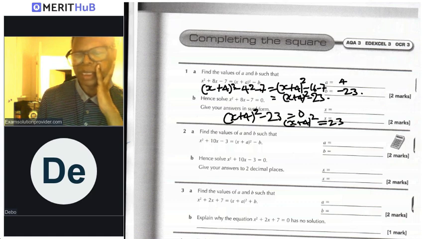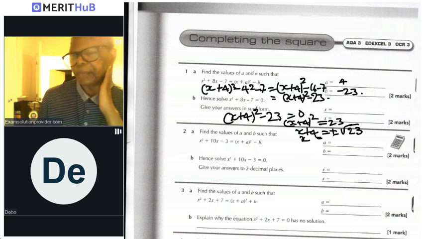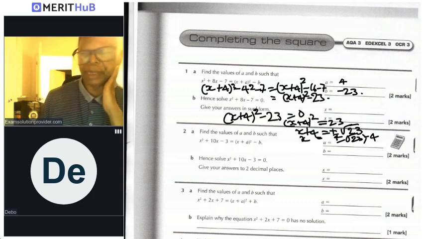And then we need to take a square root. Now you need to show that. We need to show that you have taken a square root of that. So if we square root this, we're going to have x plus 4. If we square root that, we're going to have plus or minus the square root of 23. And then we need to subtract 4 from both sides to find x. So x is going to be plus or minus the square root of 23, minus 4. So then you work out this, you should be able to find the values that they have asked you to find. Do you follow? Okay, let's do number 2.